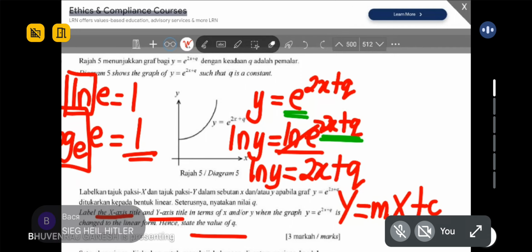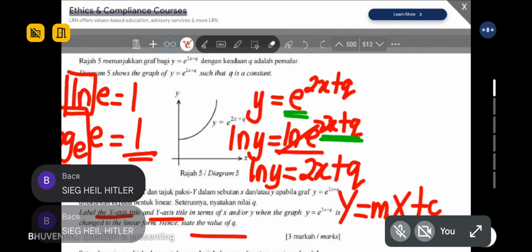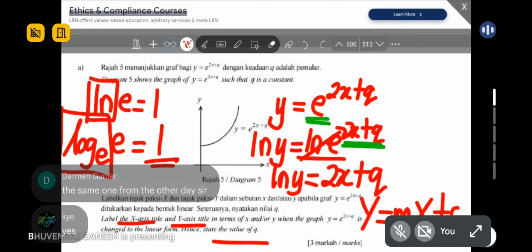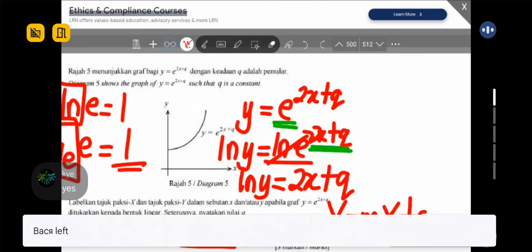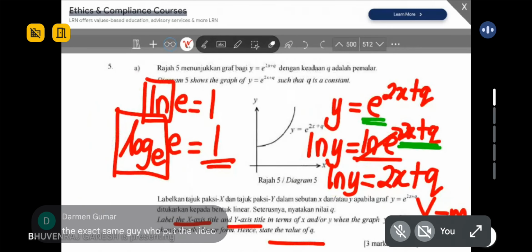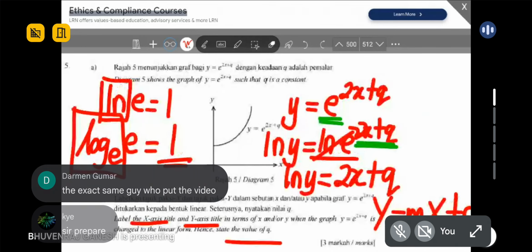Because there is no point given on this graph. How come got scammer suddenly? Oh my god. Wait, where is this person? Sorry, guys. Okay, done. Oh, the same one from that day. Oh, really? You notice it's the same person. So good, your memory. Wow. Okay, the exact same guy. Quite some time already.